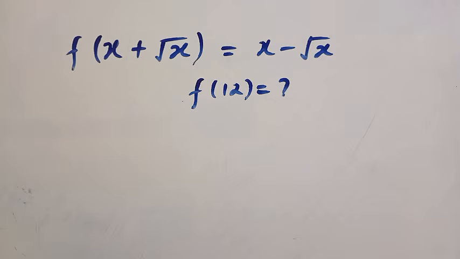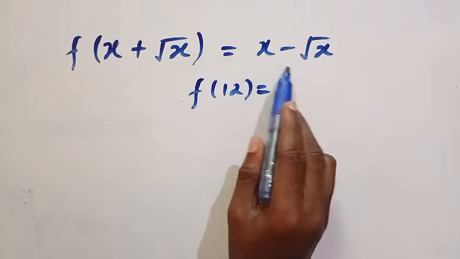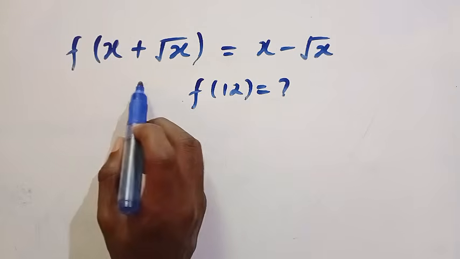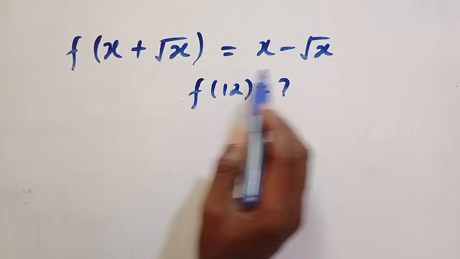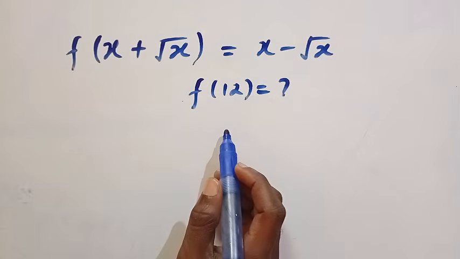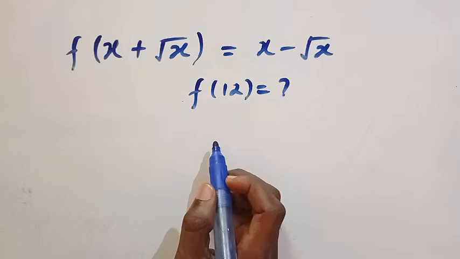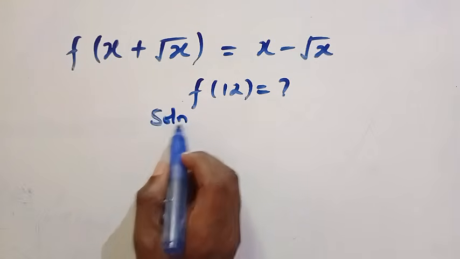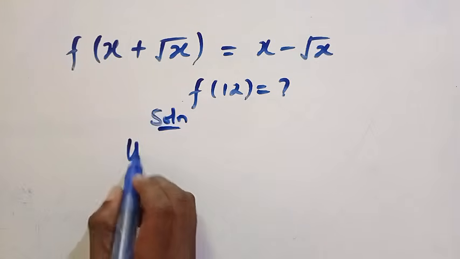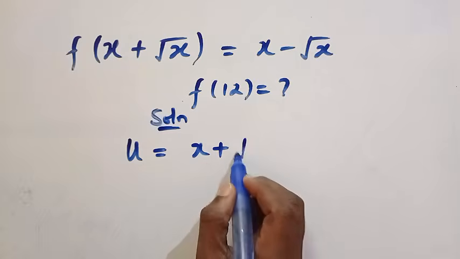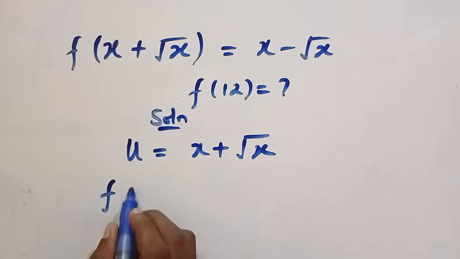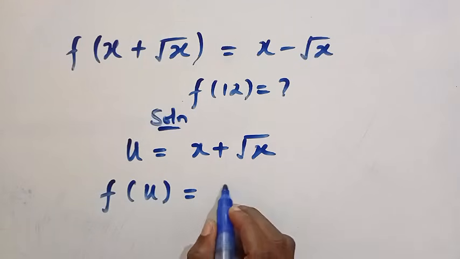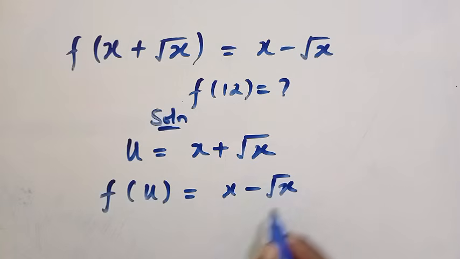So let's solve this question step by step. First thing is, if you look at this domain and the output here, we see that they are like conjugates of each other. This is positive and here is negative. That is the only difference between the two. To solve this, we apply a little substitution method. Suppose I let u equals x plus square root of x. So the new equation becomes f of u equals x minus root x.